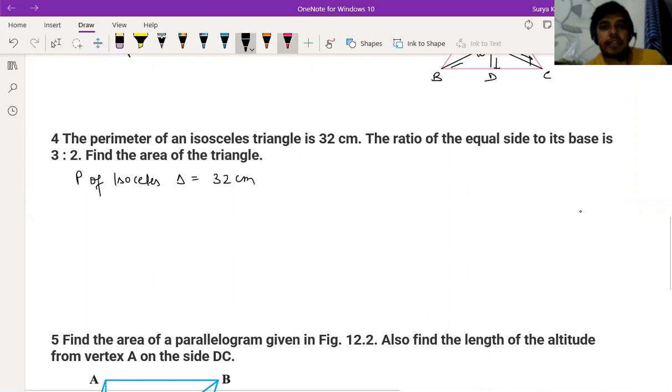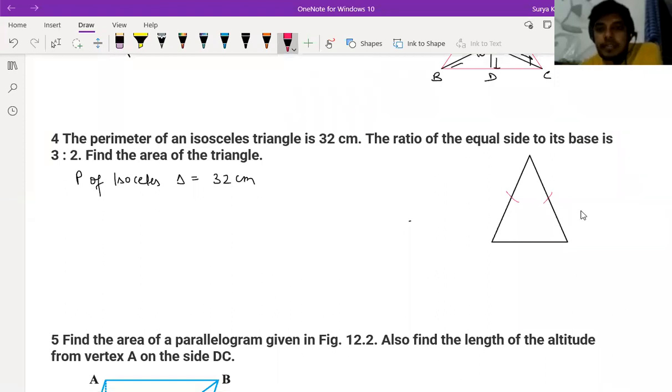We are going to make one isosceles triangle over here. The ratio has been given, okay? The ratio of the equal sides to the base. The equal sides are this and this, and the base is different. So the equal side ratio is 3x, and the base is 2x. So this other side must also be 3x only. Is it clear?